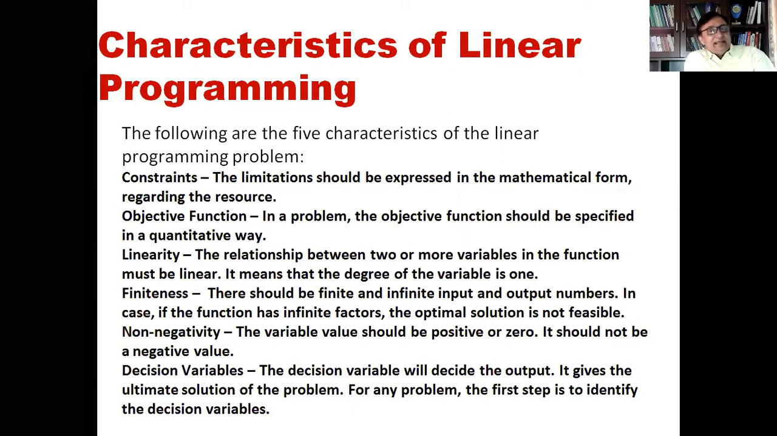Secondly, linearity. We have already defined that the relationship between two or more variables in the function must be linear, and it means that the degree of the variable is 1. When they are proportional to each other, the degree of the variable will be 1. And next, finiteness. There should be finite input and output numbers. In case the function has infinite factors, the optimal solution is not possible. So finiteness of the objective and decision variables must be there.